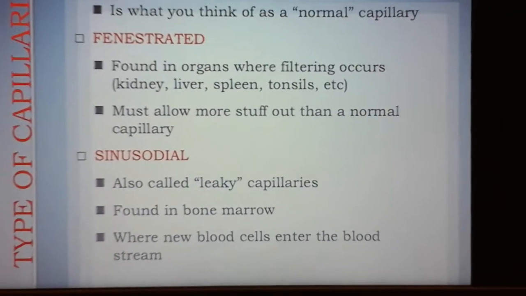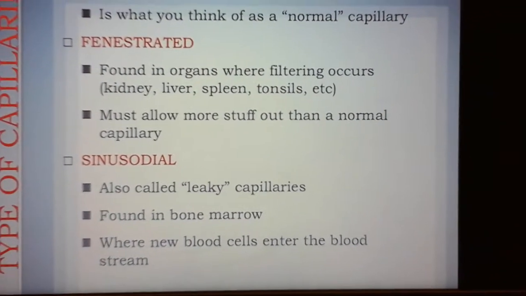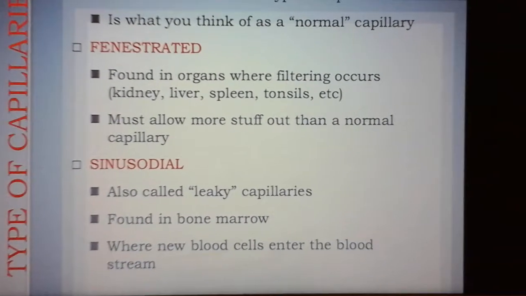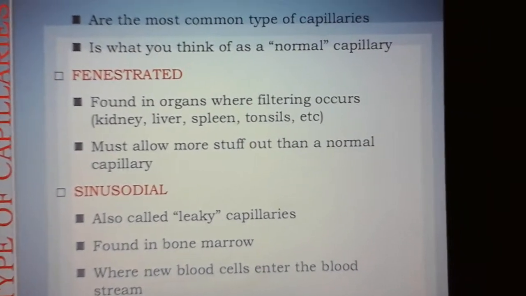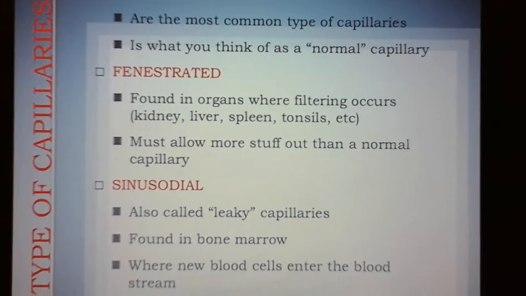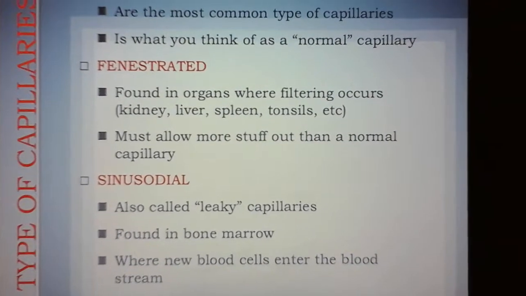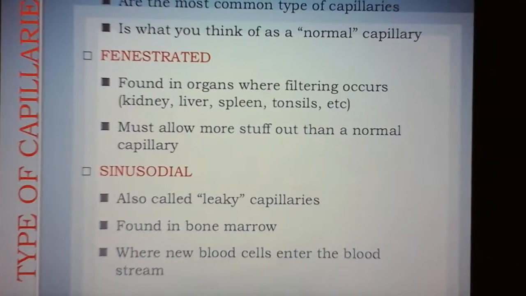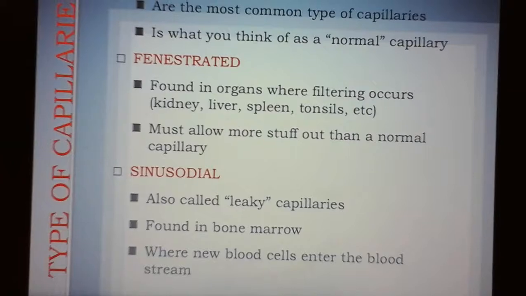Well, if you think about something leaking, you think about it coming out. Well, in sinusoidals, this is where the blood actually gets inside of a blood vessel. So to me, that's not really leaky, but they're called leaky capillaries. So your bone marrow will still have continuous because your bone marrow needs nutrients and to get rid of waste products. But your bone marrow will also have sinusoidal, which is this leaky capillary. It has openings in it, and this is where the red blood cells and the white blood cells squeeze their way into your blood vessels.